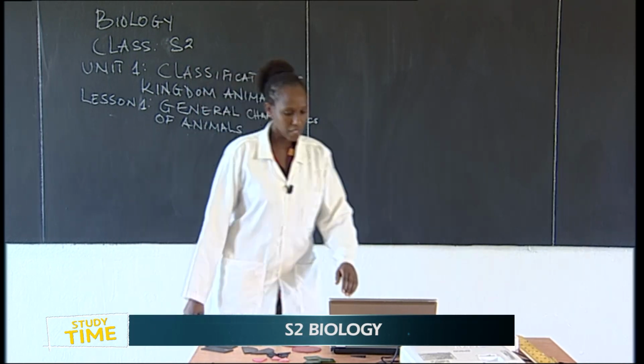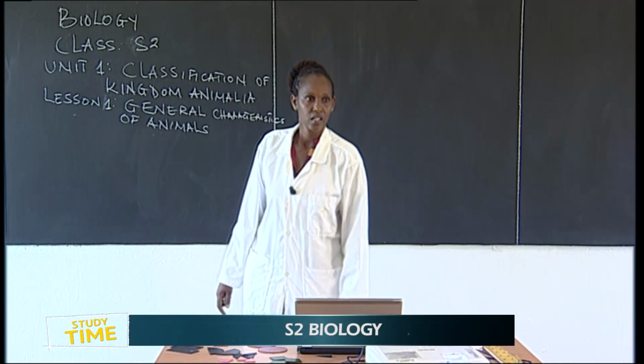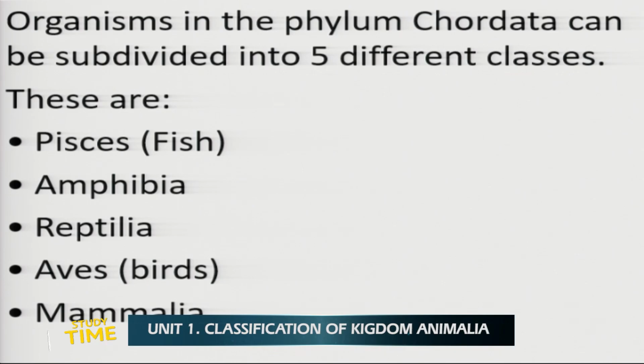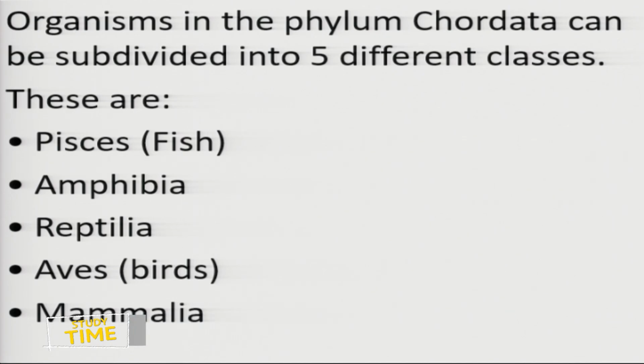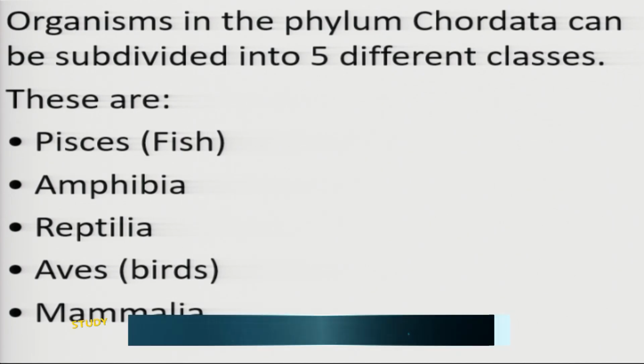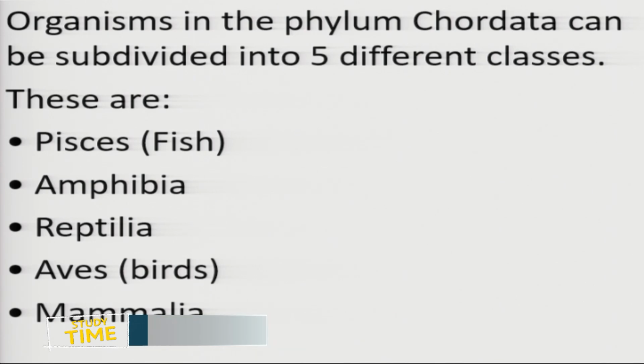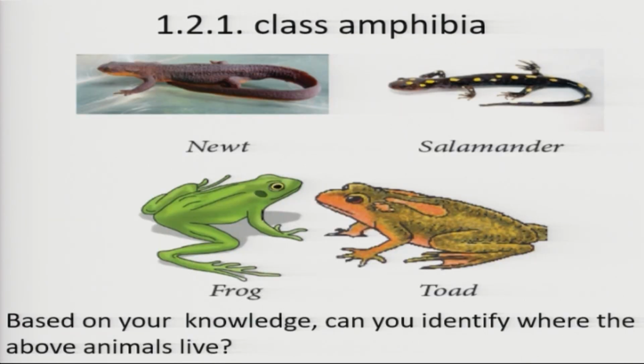Another thing we can look at here is that organisms in the phylum Chordata can be divided into 5 subdivisions: the fish, the amphibians, the reptiles, the birds, and mammalia. For today, we are going to start tackling the classes one by one. We are starting with the class amphibians.